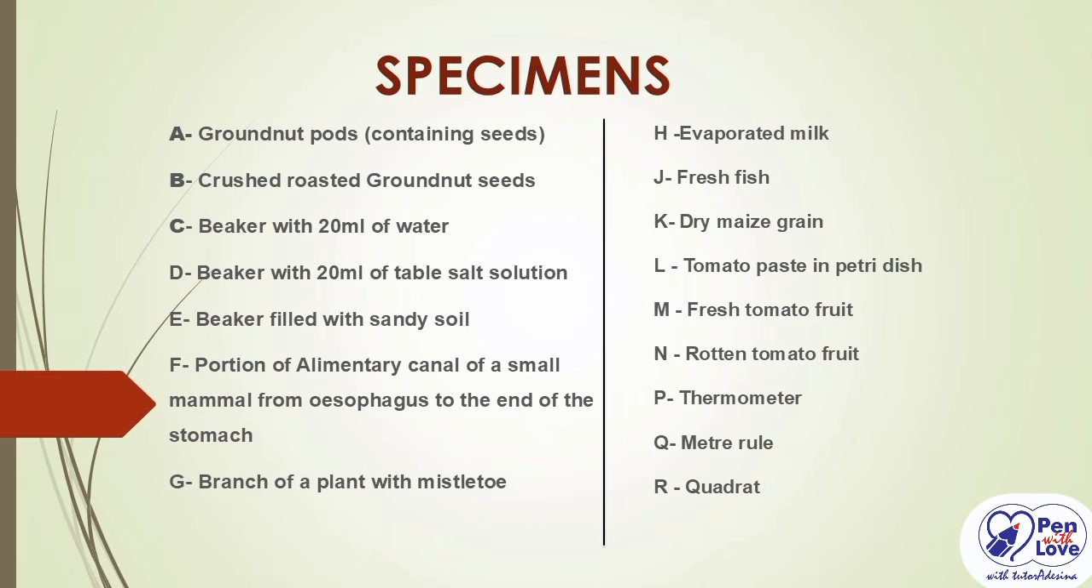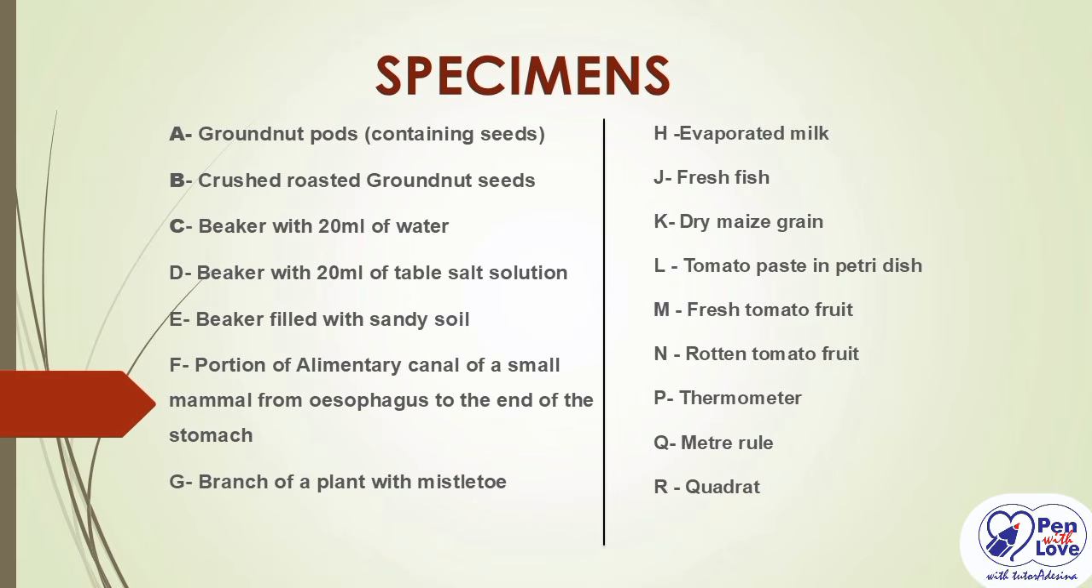specimen L tomato paste in petri dish, specimen M fresh tomato fruit, specimen N rotten tomato fruit, specimen P thermometer, specimen Q meter rule, specimen R quadrat. These are the specimens given. We also have some reagents given, such as sodium hydroxide solution, and Benedict's solution. Another thing that we have, we are going to make mention of as we move forward in this video.